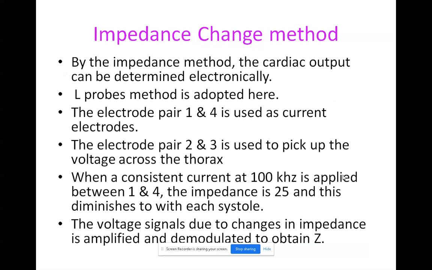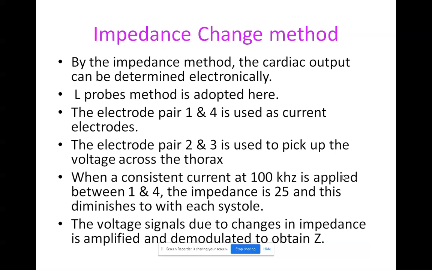So next we are going to see the impedance change method. By the name itself, a change of impedance value will give the cardiac output. By the impedance method, the cardiac output can be determined electronically. Here we are going to use the four-electrode probe method.